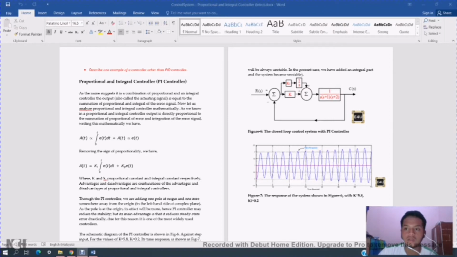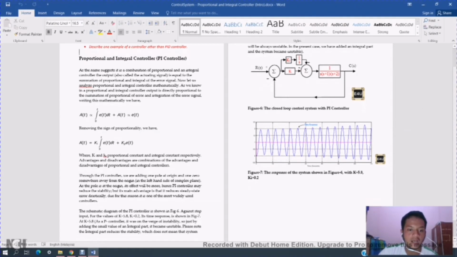Through the PI controller, we are adding one pole at origin and one zero somewhere away from the origin, which is in the left hand side of the complex plane. As the pole is at the origin, its effect will be more, hence the PI controller may reduce the stability, but its main advantage is that it reduces steady state error drastically. For this reason, it is one of the most widely used controllers.